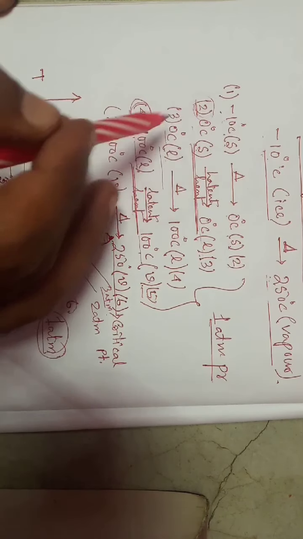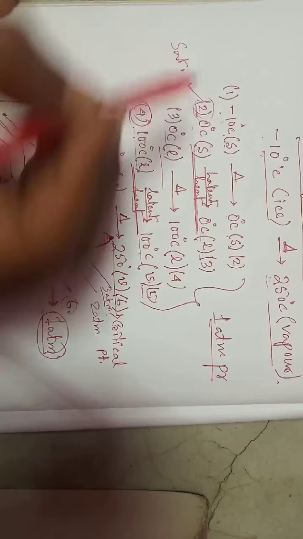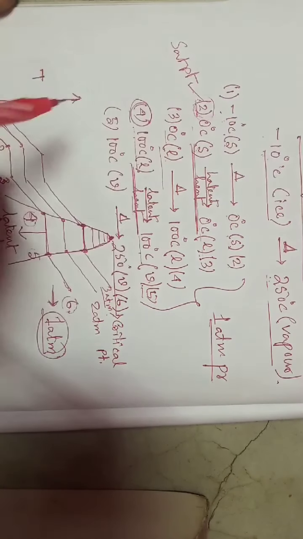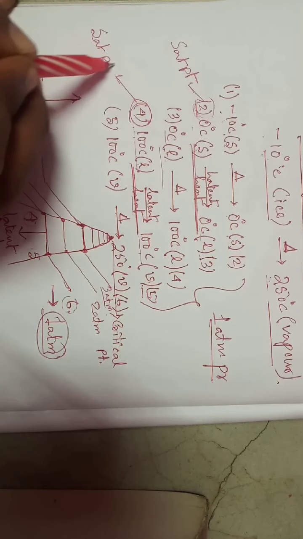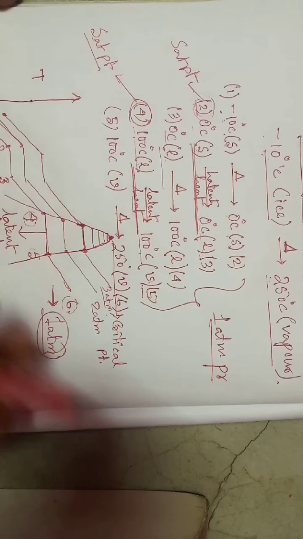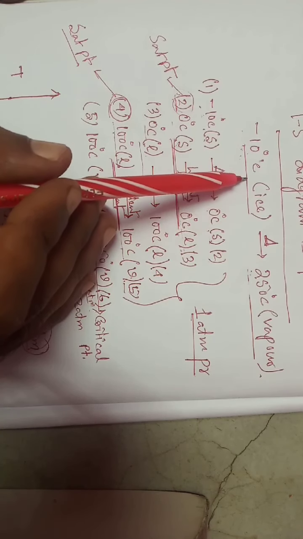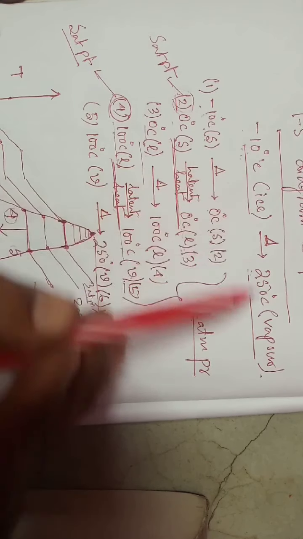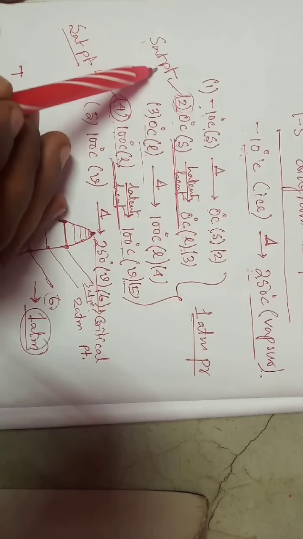So we can say that 2 is a saturation point, 4 is a saturation point, regarding the heating of minus 10 degree centigrade of ice into 250 degree centigrade of vapor. We are getting 2 saturation points.